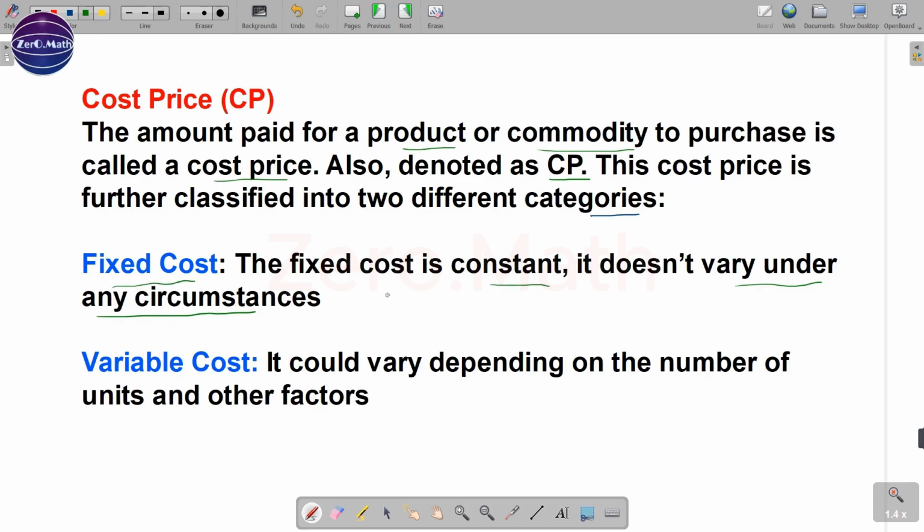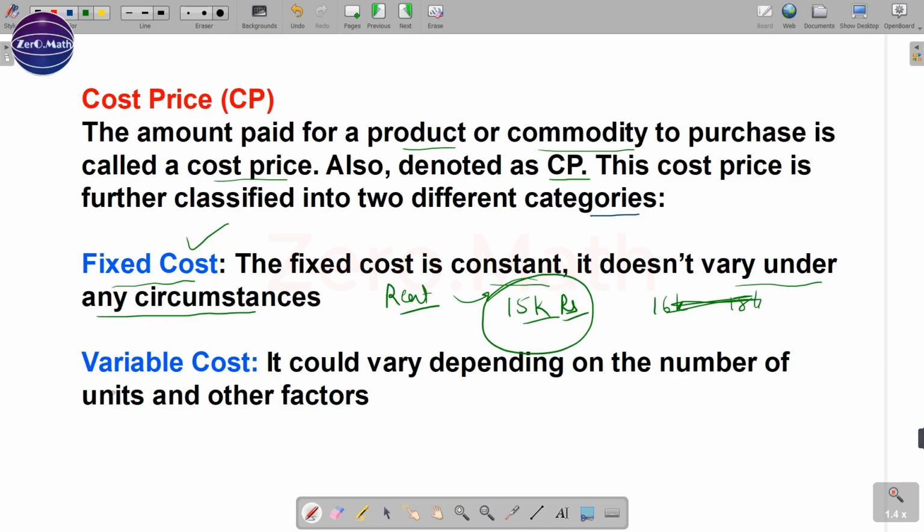Like the rent of a shop, for example, that is the fixed cost for the shopkeeper. The rent will remain fixed. Let's say it's 15,000 rupees. All right, every month he will pay 15,000 rupees. It's not like he'll pay 15 this month, 16 next month, or even 18 after that. That won't happen. It will always stay at 15. All right, so this was our fixed cost.